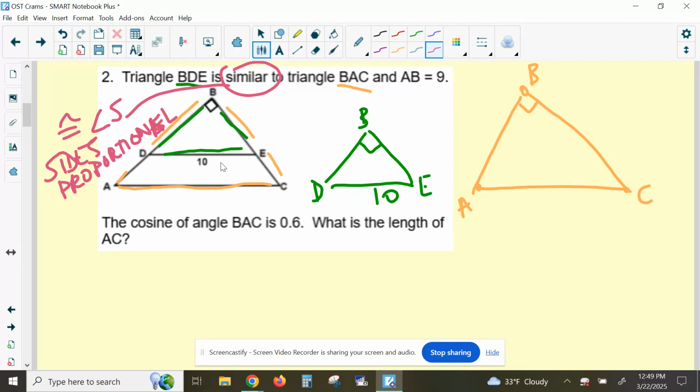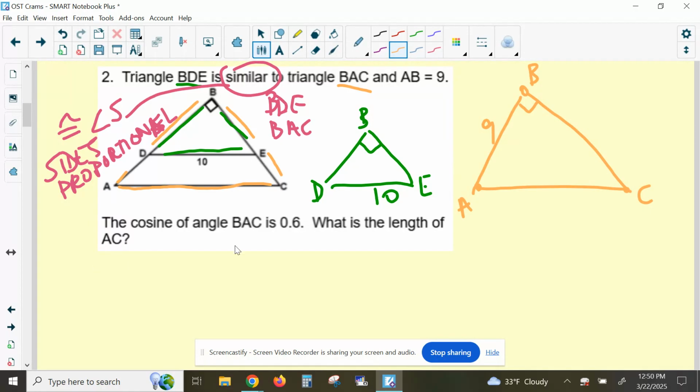Okay, so it doesn't look like I have any numbers on the orange triangle, the big one. Okay, so they're similar. Remember how we match them up, stack them up? B, D, E on top of B, A, C. So that way you make sure all your pieces match. B matches B, D matches A, and E matches C. So we're all good. Okay, but they do tell us AB equals 9. So AB is on the orange guy. So AB is 9.